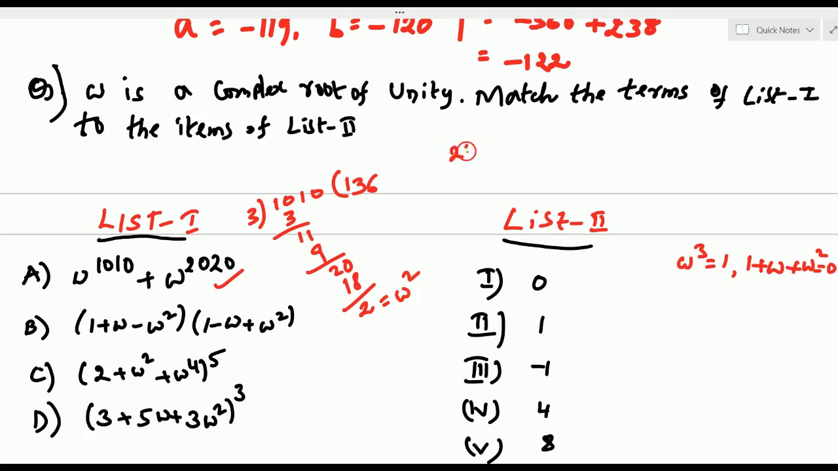అలాగే 2020 డివిజిబుల్ బై 3, ఇది కూడా అంతే. 3 6 18, this 22, 3 3 7 21. Okay, again 1 0, 3 3 is 9. 9 అంటే the remainder is 1. 1 ఉంది కాబట్టి this one we can take it as omega power 1. Omega power 1 is omega. So immediately in place of the omega power 1010 we can take it as omega square. Omega power 2020 we can take it as omega.